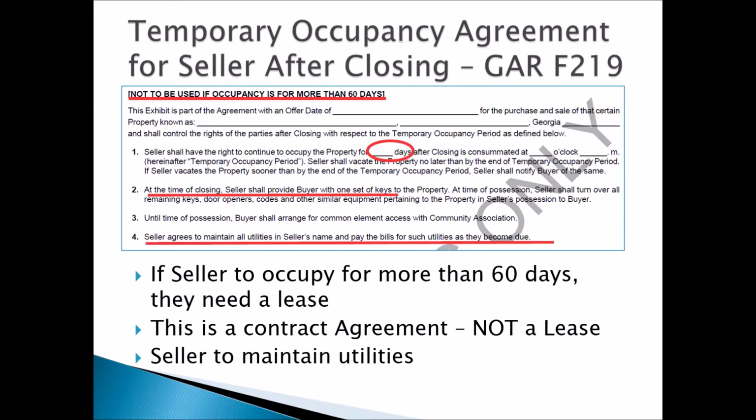So if this buyer is going to grant the seller the privilege of staying in the buyer's home, which they will own after closing, for a certain time frame after closing, you absolutely need a temporary occupancy agreement. Now, this is just an agreement to the contract. It's not a lease. It can't be for more than 60 days. If it's going to be for more than 60 days, then you need a lease. And the reason it's not a lease is because if there is a lease in place, a couple things happen.